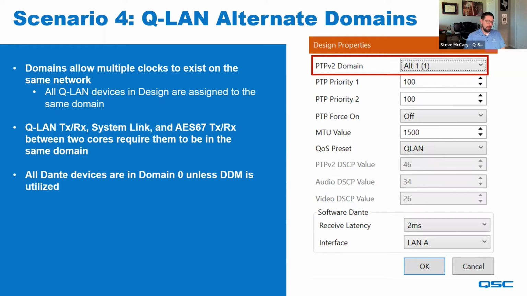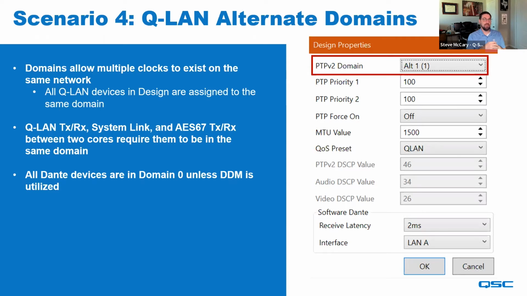Again, we're going to cover this a little bit later on when we talk about boundary clocks and things like that. But in this scenario, by taking one of the cores, changing its PTP v2 domain to alt1, and then leaving the other at its default of 0, we're going to end up with a core and IO8 Flex in domain 0 clocked back to that one core. The other core and IO8 Flex will be in alt1, or domain 1, and it's going to clock within itself.